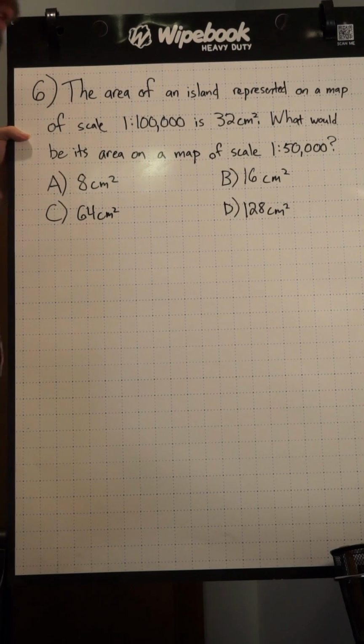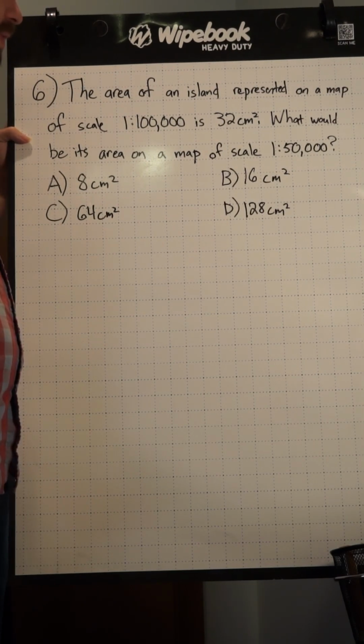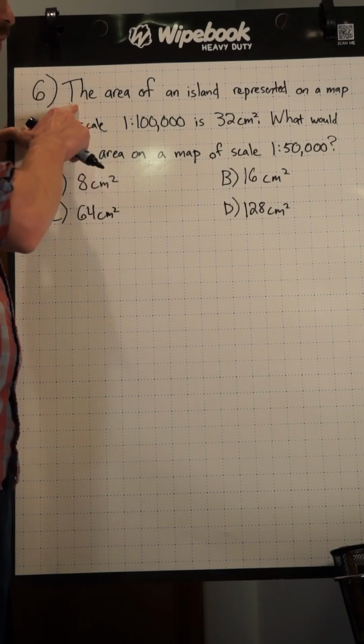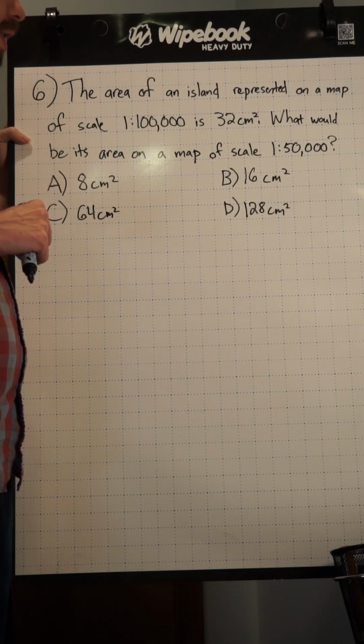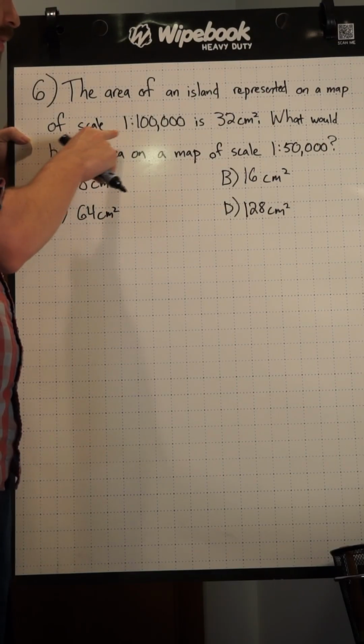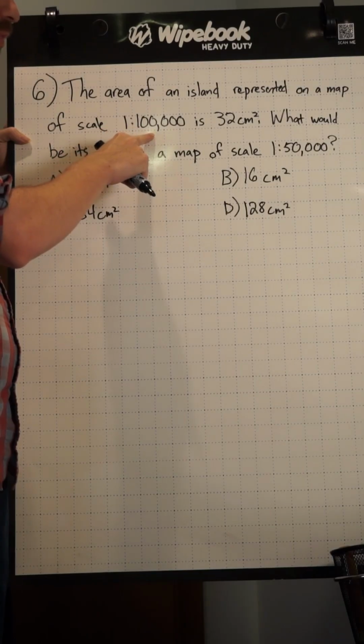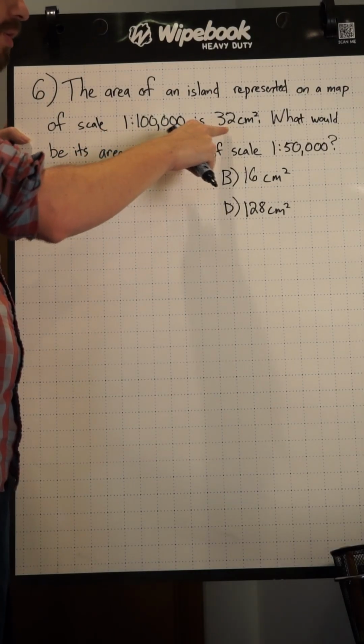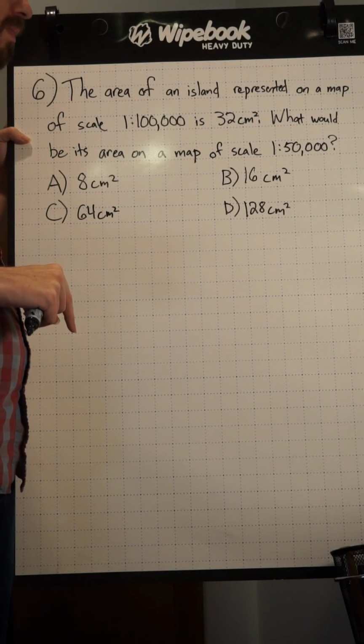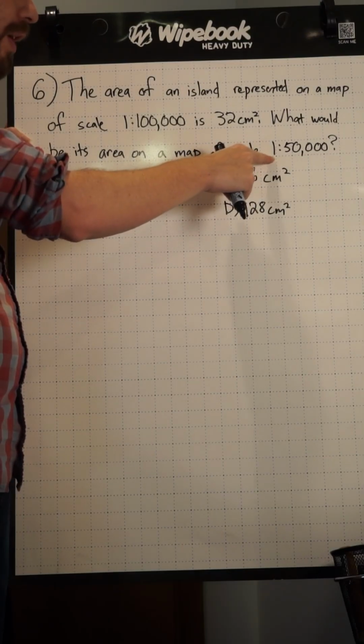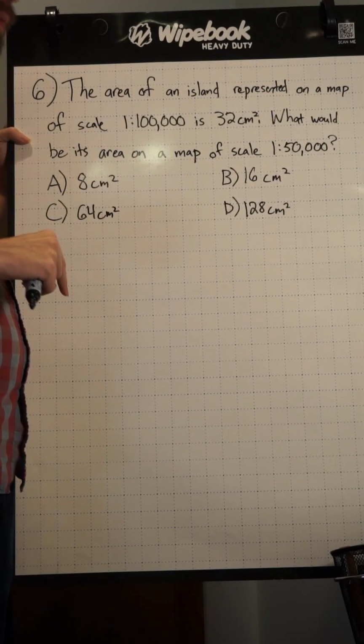Okay, let's look at another past WASSCE question from the general maths exam. It says the area of an island represented on a map of scale 1 to 100,000 is 32 centimeters squared. What would be its area on a map of scale 1 to 50,000?